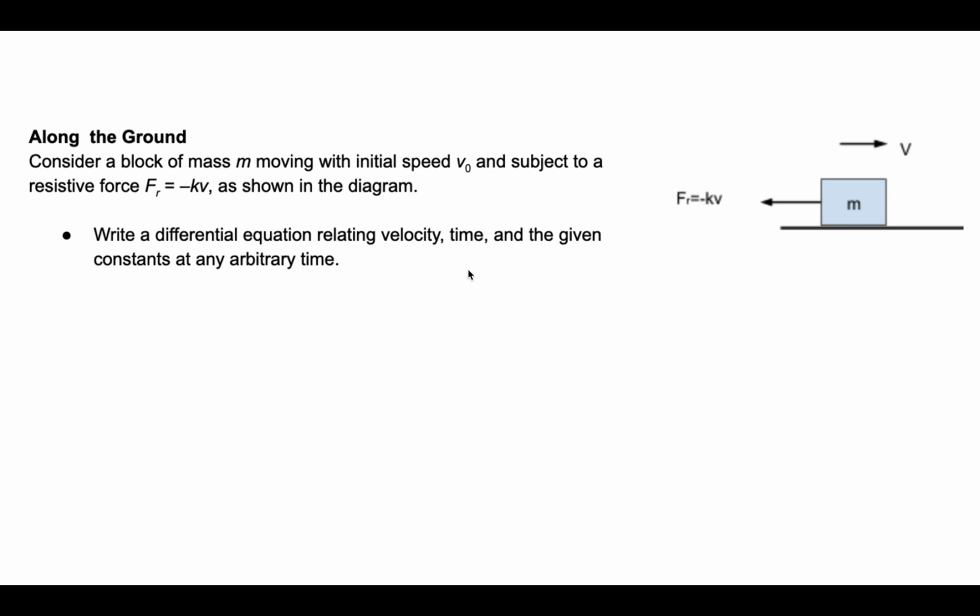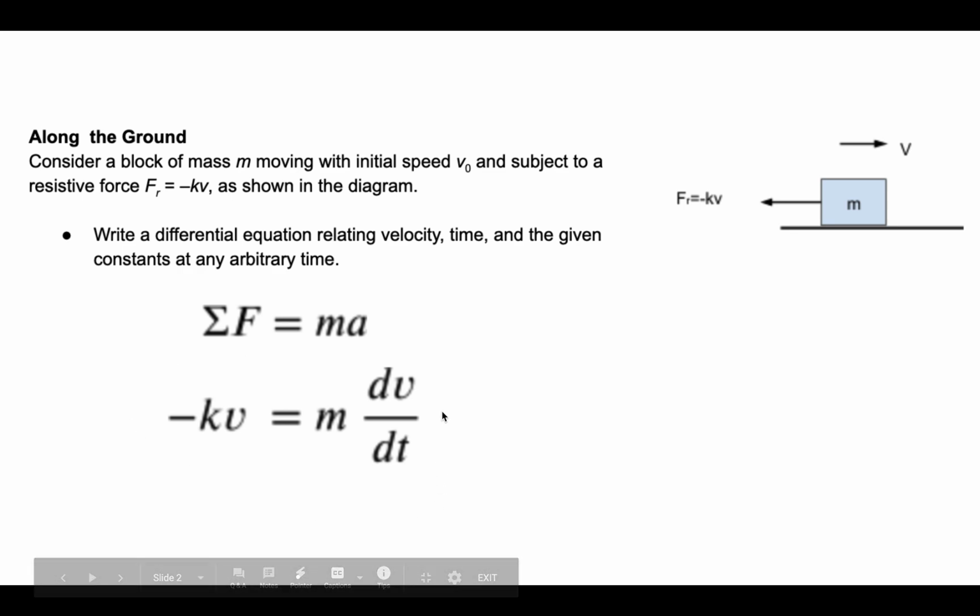So typically the first question, you can see from the notes, is you want to write a differential equation relating velocity, time, and the given constants. So step 1, Newton's second law. Step 2 is going to be replace your net force with what you know, what you're given, and you're going to replace your acceleration with your dv dt. This is a differential equation that could be solved later, but if they just want the differential equation, that's it. That's where you stop.